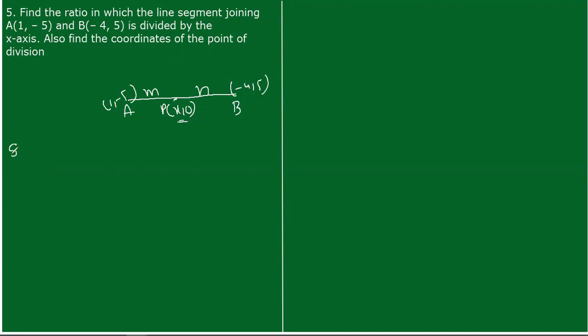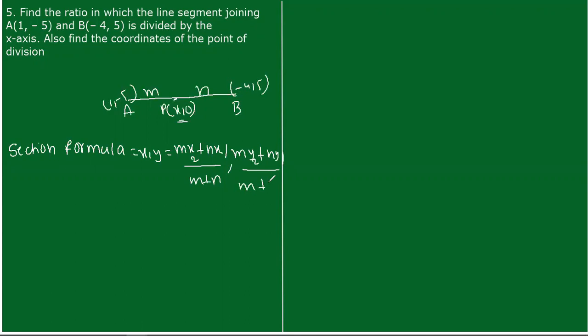So the section formula: (x, y) is equal to (mx2 plus nx1) by (m plus n) and (my2 plus ny1) by (m plus n). Okay students, now let's apply the formula.